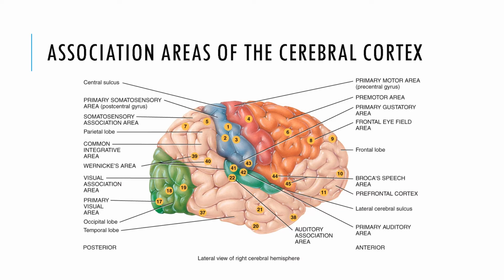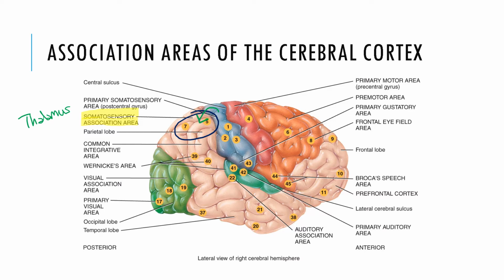So our first area here is the somatosensory association area. So this is going to be sections 5 and 7 here. This is just posterior to, and it receives input from the primary somatosensory area. And it also receives input from the thalamus and other parts of the brain as well.